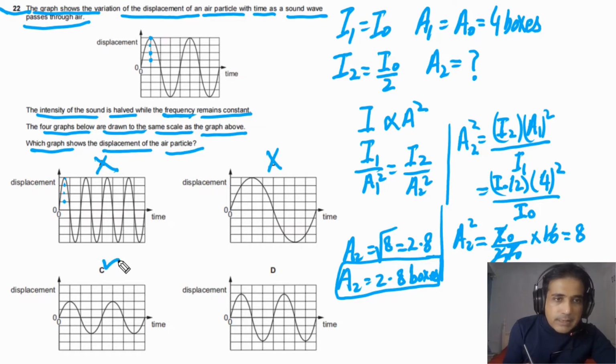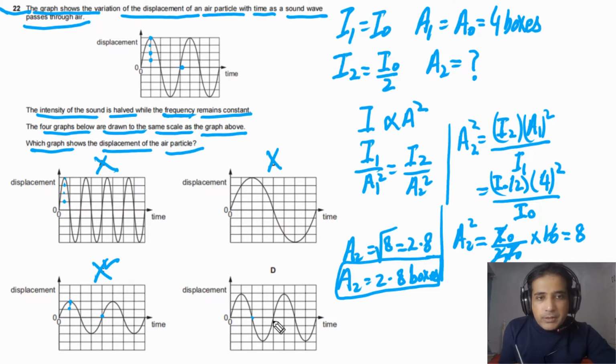But if you look at C, in this case you can see the time period is equal to 4 boxes and this time period is also equal to 4 boxes, so this can be the answer. But the amplitude of this one is not equal to 2.8 boxes, this is only equal to 2 boxes, so this answer is not possible. But if you look at this now, in this case the time period is equal to 4 boxes and the amplitude of this one is equal to about 2.8 boxes, so this one is the best possible answer. So this is how you can approach this problem.